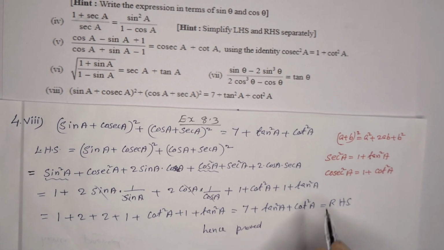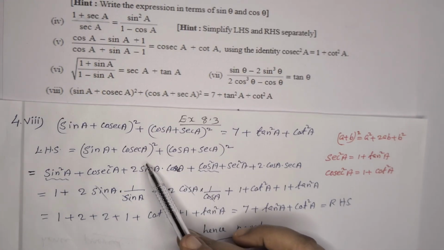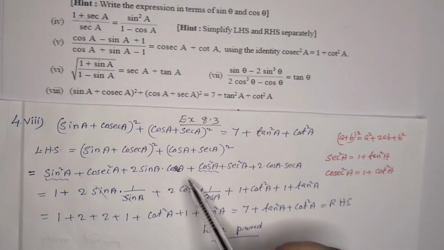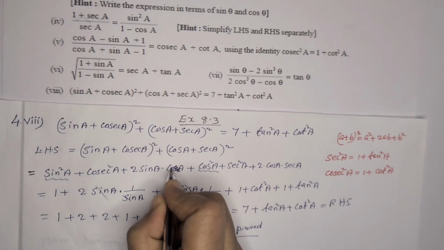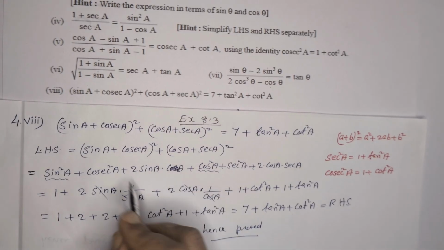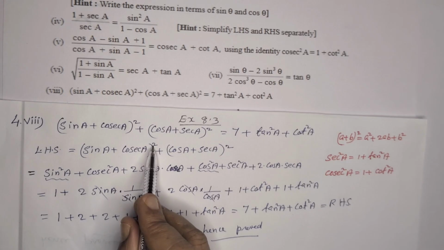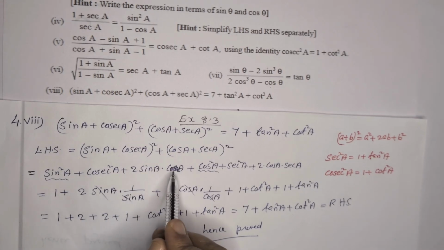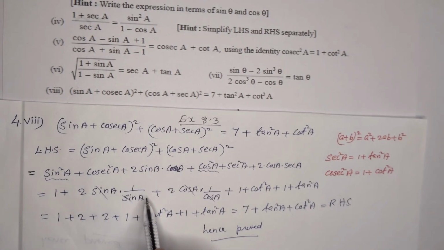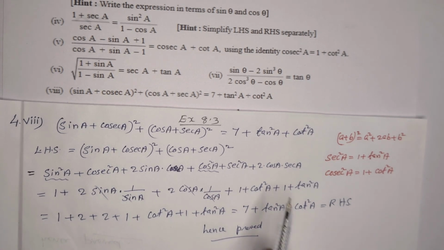So by using these two identities, first we have to open both the brackets by the (a plus b) the whole square formula, and then you have to remember sin square A plus cosec square A plus 2ab, that is 2 into sin A into cosec A. So we can cancel that. Cosec means 1 by sin. So all the numbers we are getting, total when we take, we will get 7, and 7 plus the remaining terms tan square A plus cot square A, that is same as RHS.